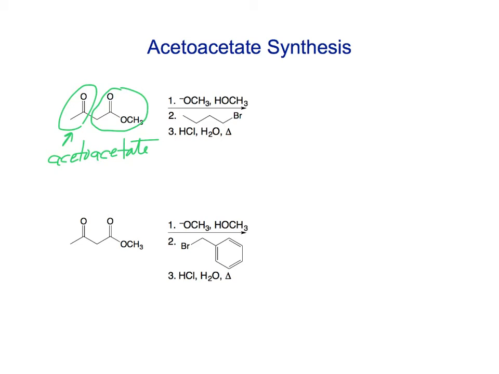Okay, so it's going to just follow the same process that we've been doing. If we go down here, first two steps, we're going to deprotonate that center position, the most acidic position, and then we're going to alkylate. Again, we use methoxide because we have a methyl ester. This time we're adding a butyl group to that center position, like this.